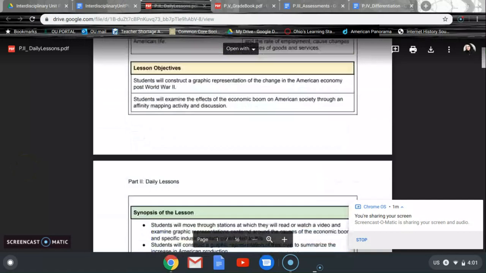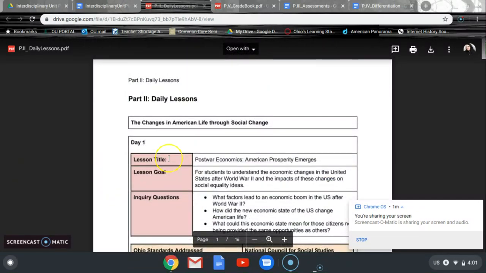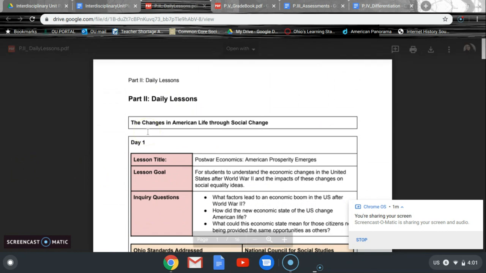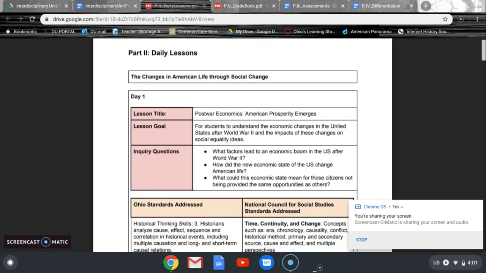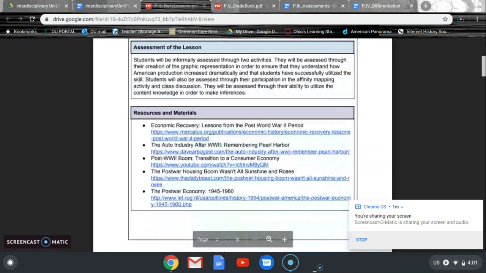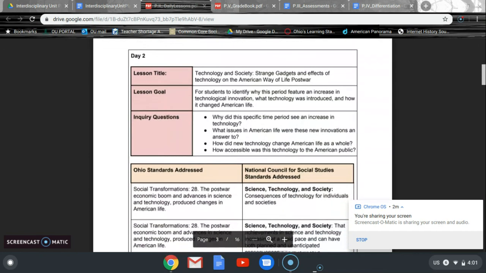All right, so for our 10-day lesson, we are focusing on the big idea of the changes in American life through social change. So we're focused mostly on the civil rights movement and the women's liberation movement, along with general changes in life after post-World War II. So our first 2 days are focused on post-war economics, so how economics shaped American life, and then technology and how that came to change as technological innovations occurred.